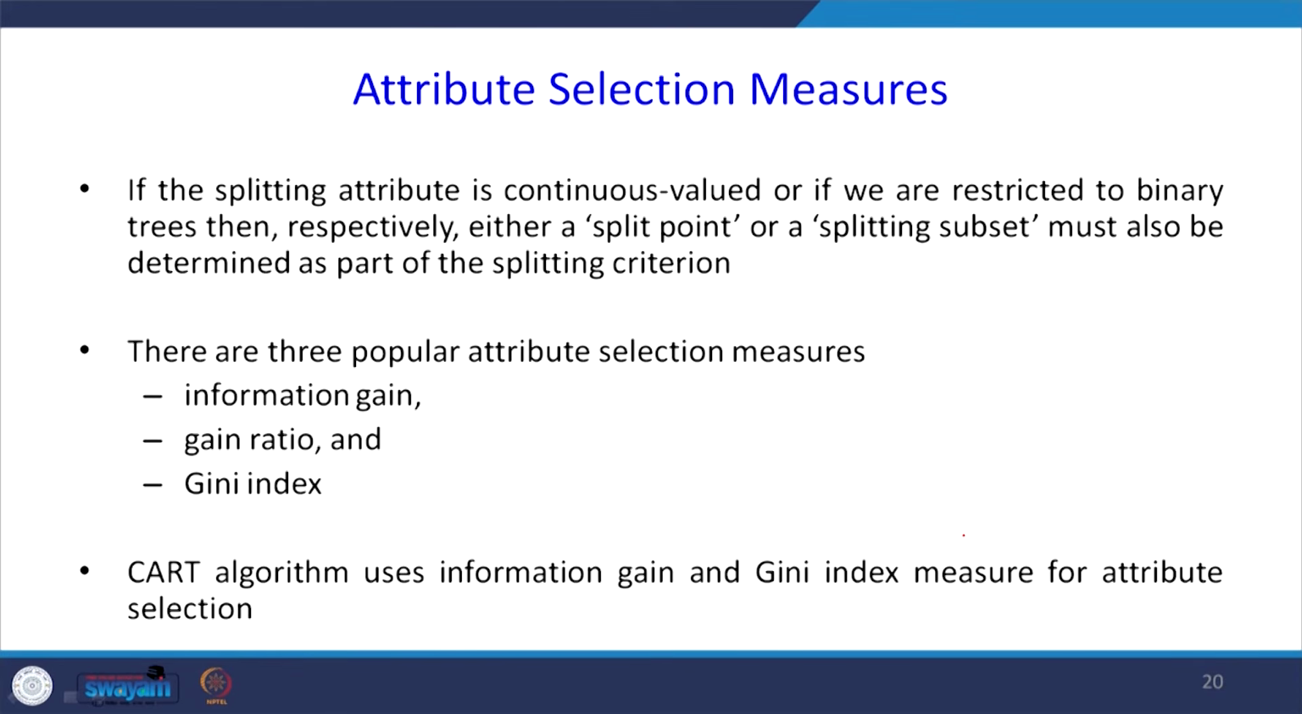There are three popular attribute selection measures: information gain, gain ratio, and Gini index. In this class, I am going to explain the theory about these three attribute measures. In coming classes, by using the same examples which I have discussed, I am going to find out the value of information gain, and explain the selection procedures using the criteria information gain, gain ratio and Gini index. So, in this lecture we are just going to see the theoretical point of all these three selection methods. The CART algorithm uses the Gini index measure for attribute selection.